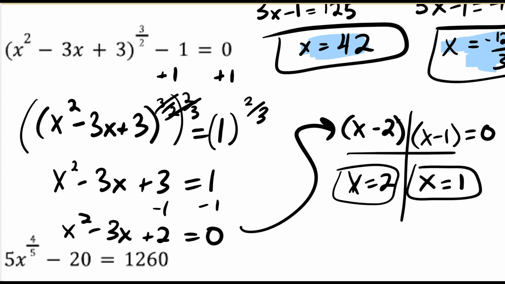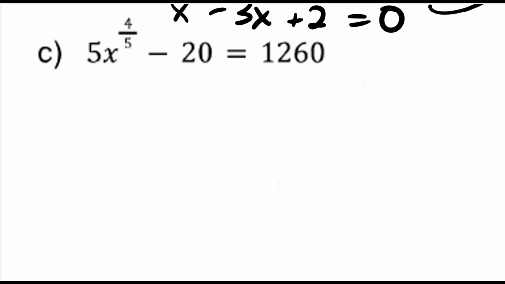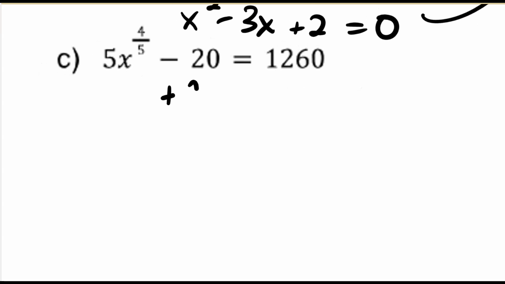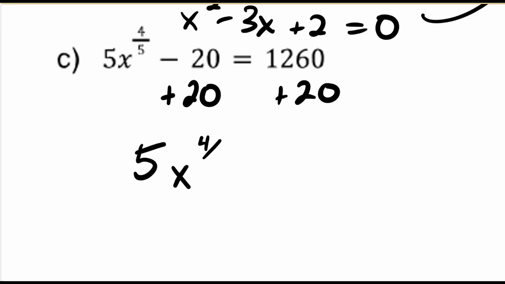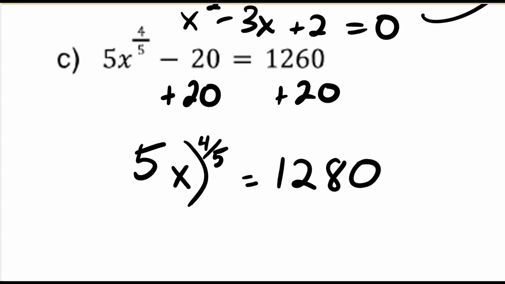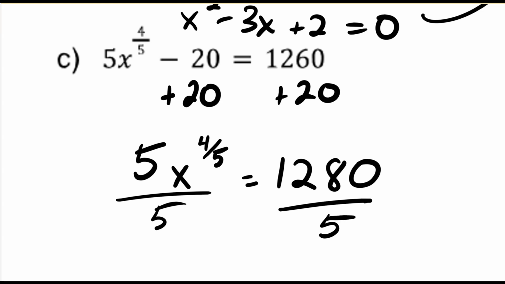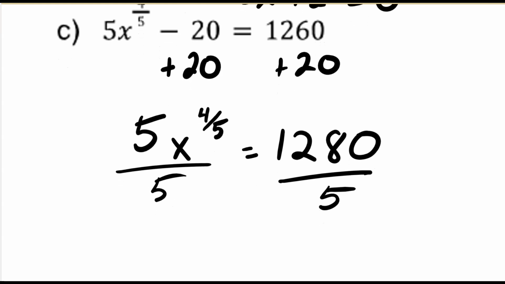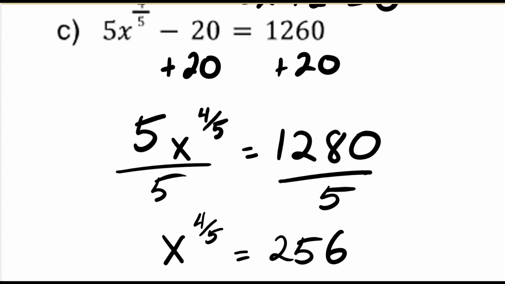All right, so let's try one more equation just to see what happens. All right, so I'm going to add the 20 over. So I have 5x to the 4/5 equals 1280. And then again, that 4/5 exponent does not apply to a 5. I don't see a set of parentheses there. So I'm allowed to divide the 5 out. And as a matter of fact, that's the easiest way to do it. Otherwise, I'd have to raise that to the 5/4 to get x to the 4/5 equals 256.